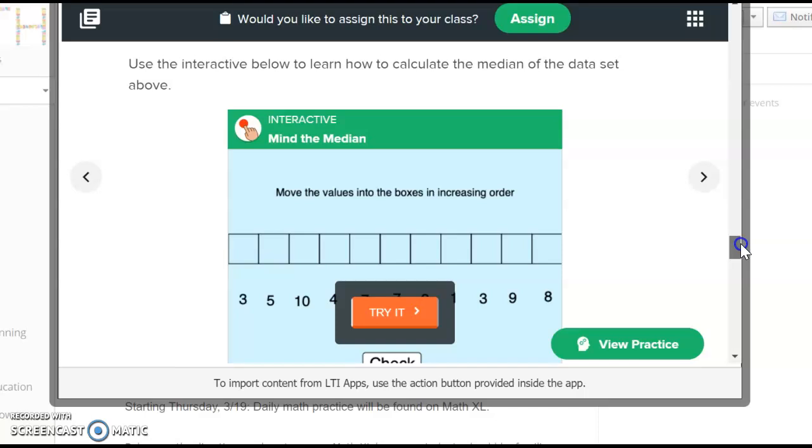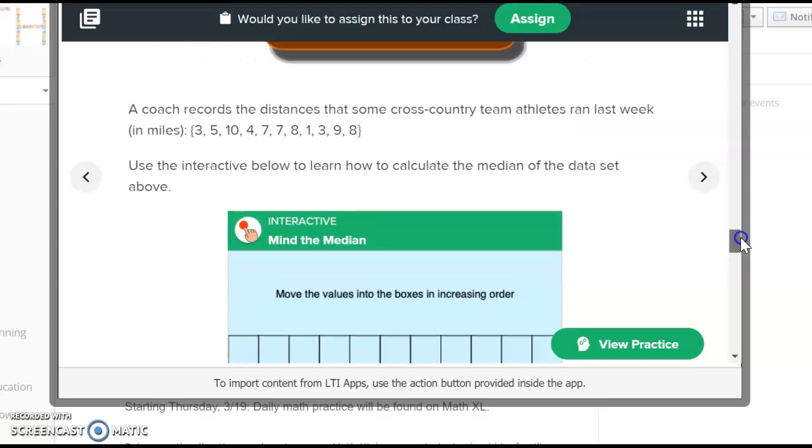One thing you need to be careful with for the median is the number of values in your data set. So for example, a coach records the distances that some cross-country team athletes ran last week in miles. In this data set, the number of athletes here is 1, 2, 3, 4, 5, 6, 7, 8, 9, 10, 11, I believe. Let me double check. 2, 4, 6, 8. Yes, 11. So there's an odd number, right? 11 is an odd number, so there's 11 in your data set.